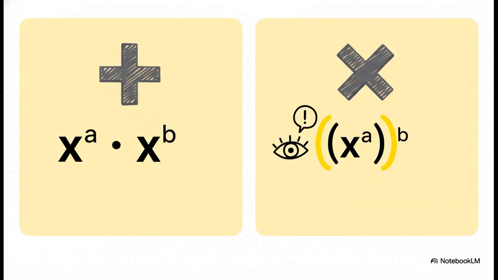So here's the dead giveaway. On the left, with the product rule, you're multiplying 2 separate things with the same base. In that case, you add the exponents. But on the right, with the power rule, you have one base with the power raised to another power. Those parentheses are your biggest clue. That's when you multiply. Just remember, separate terms you add, power of a power you multiply.